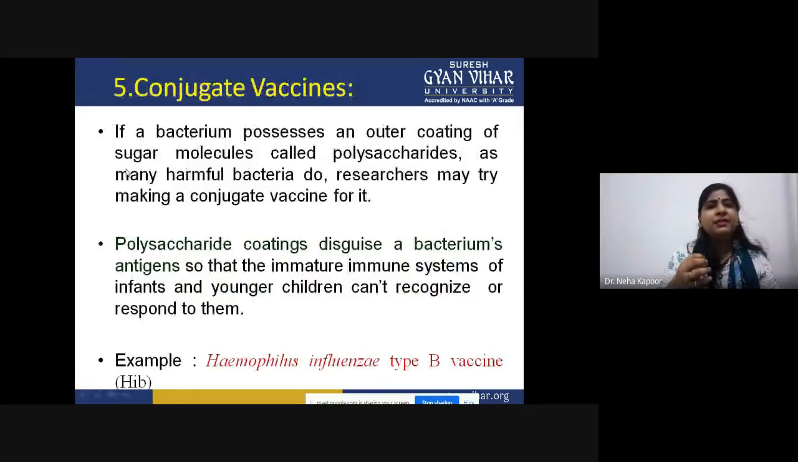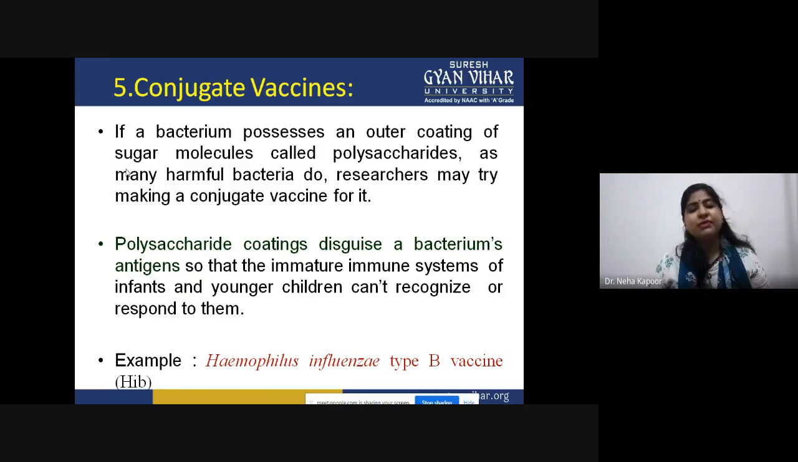In that case, the main reason why scientists were working in this area. That means these polysaccharides can be used as an antigenic agent or some agent to stimulate our immune system, because these polysaccharide coatings basically disguise a bacterium's antigen so that the immature immune system of infants and younger children can't recognize or respond to them.